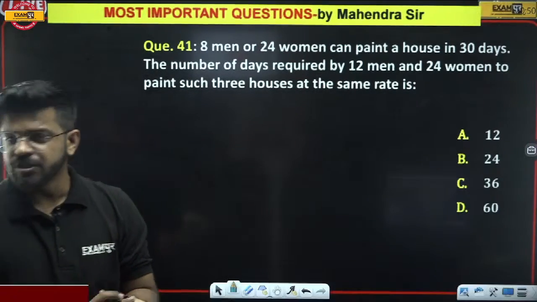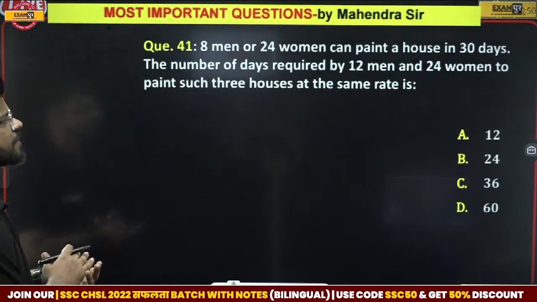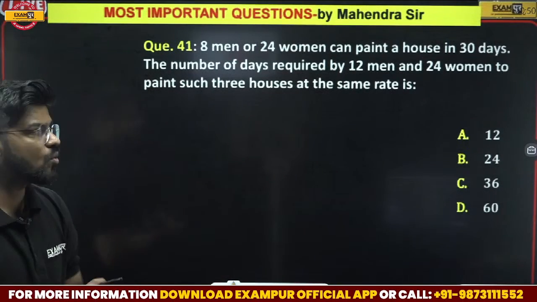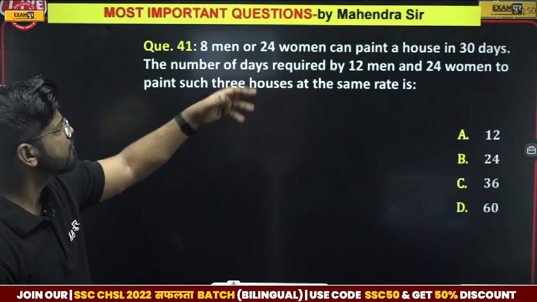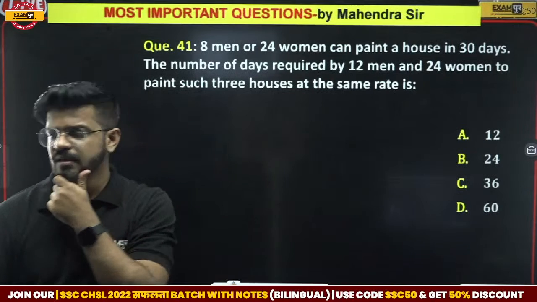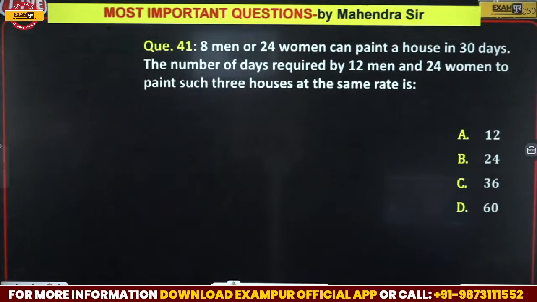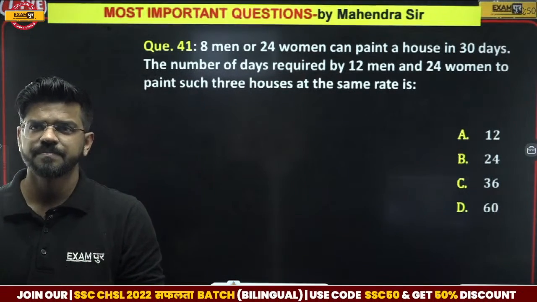Okay, tell me the answer for this question. 8 men or 24 women can paint a house in 30 days. The number of days required by 12 men and 24 women to paint such 3 houses at the same rate will be. Tell me the answer for this question. It is a very simple question, right?